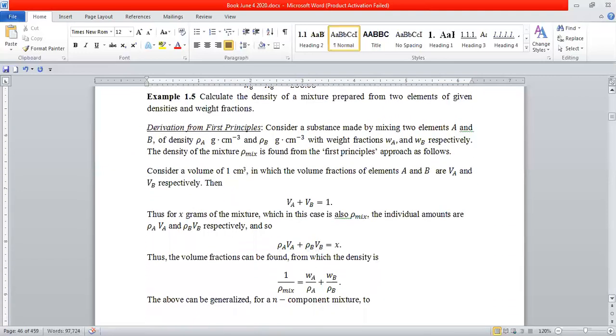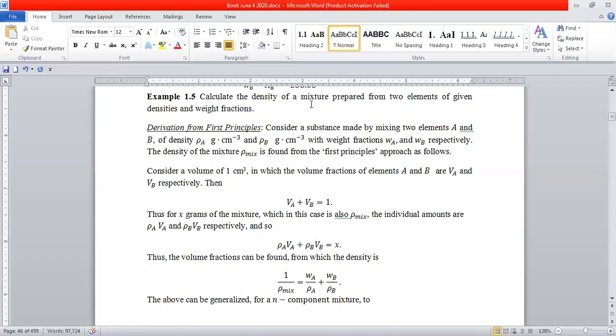Now example 1.5, if you can read this, because it's flashing on the screen, so you can go through this yourself: calculate the density of a mixture prepared from 2 elements of given densities. Sometimes people give you different data, they don't give you exactly what you want, so you've got to find things out of whatever data is available for you. That's why I gave you example 1.5, where I've asked you what is the density of this mixture.